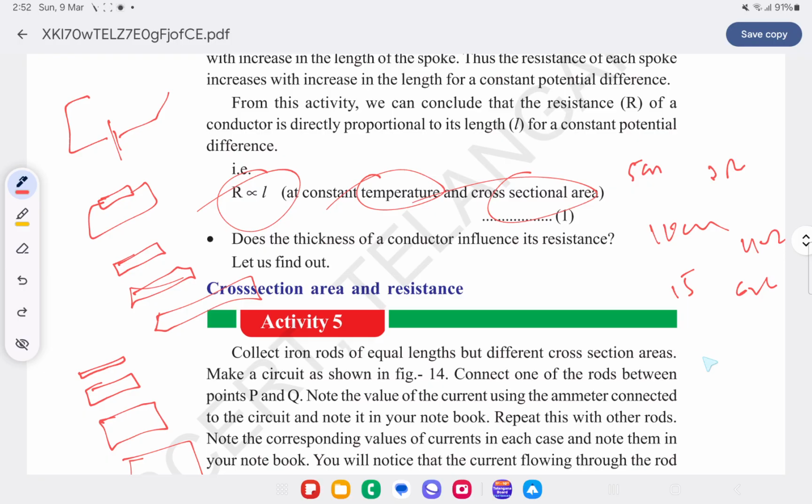Getting? So R is inversely proportional to A. Getting with this? In that, R is directly proportional to L. In this, R is inversely proportional to A. That means if area of cross section decreases, resistance increases. Or if area of cross section increases, resistance decreases. Clear? Inversely proportional in simple words. Got this point?